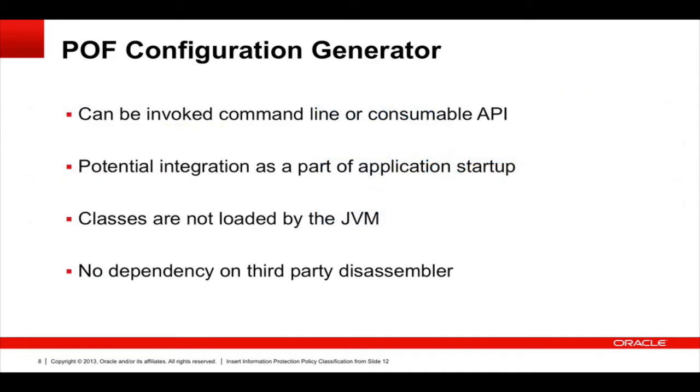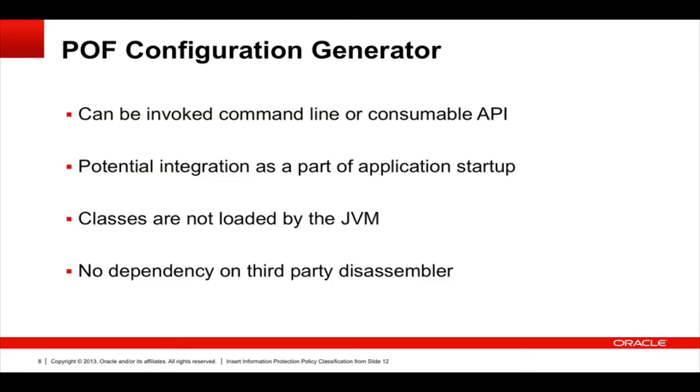The POF configuration generator can either be invoked command line or through a consumable API. Out of the box with Coherence 12.1.2, we ship with a shell script and a batch script. Both scripts accept a number of arguments, with one being mandatory and a number of optional arguments, but we'll go through those in the demo.